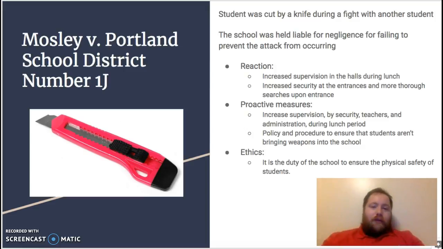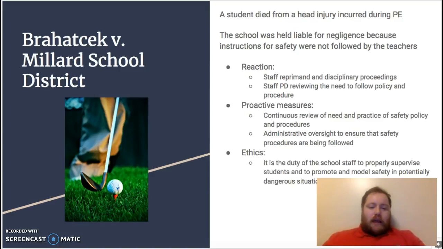And I believe that includes not just security personnel, but administrators and teachers, and making sure you have policies and procedures in place to make sure that weapons aren't being brought into schools. And this is because it is a school's responsibility to ensure the physical safety of its students. The last case I want to talk to you about is Brahacek versus Millard School District.